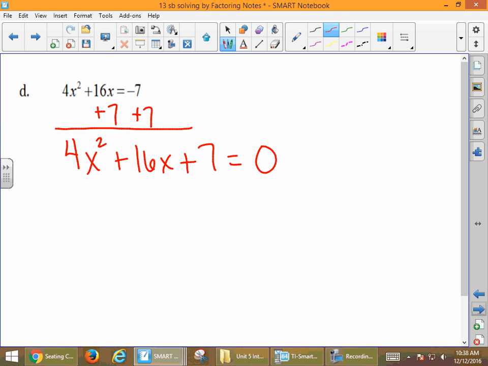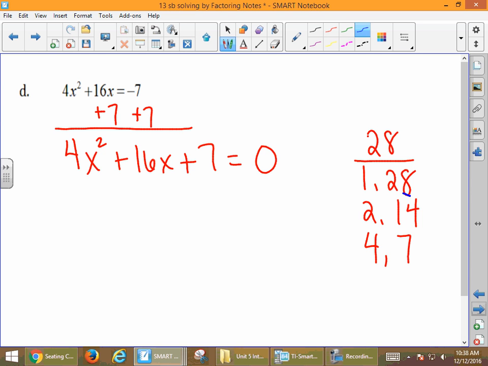Our A value is 4. Our C value is 7. And 4 times 7 is 28. So we have 1 times 28, 2 and 14, 4 and 7. Will any of those ever combine to be 16? Jordan? 2 and 14. 2 and 14, we're going to add them together.